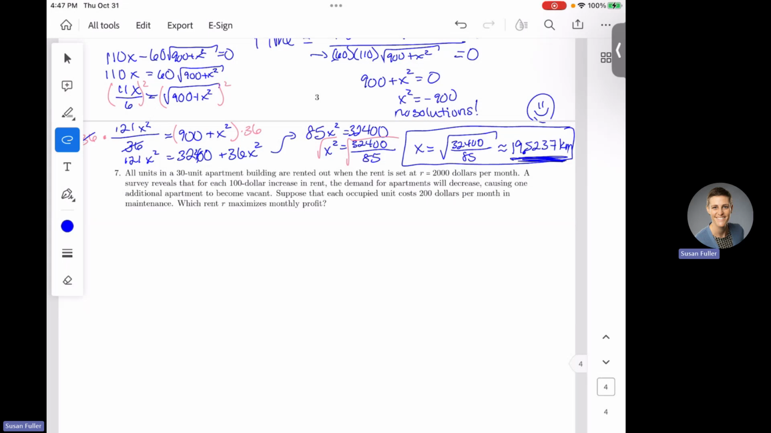Okay, all units in a 30-unit apartment building are rented out when the rent is set at $2,000 per month. A survey reveals that for each $100 increase in rent, the demand for apartments will decrease, causing one additional apartment to go vacant. Suppose that each occupied unit costs $200 per month in maintenance. Which rent maximizes monthly profit?